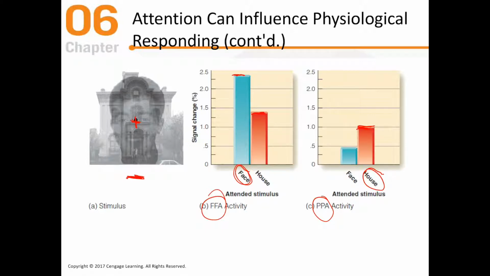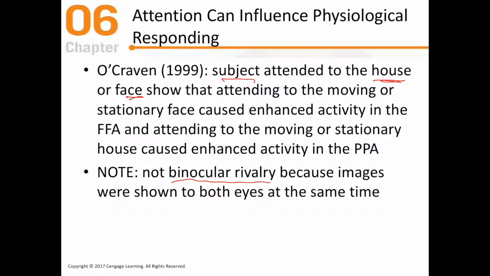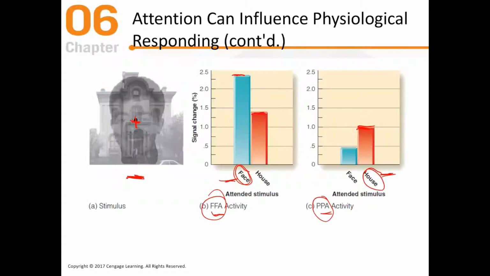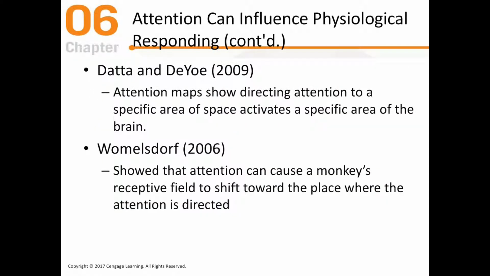In fact, they were actually able to, with 100% accuracy, predict what the person was focused on, either the face or the house, just by looking at the activation of either the FFA or the PPA. Because there was movement, here it says that there was a moving face, we actually saw activation in a movement area, but we're not going to go into that in this particular lecture. We'll talk a little bit about movement stuff later.